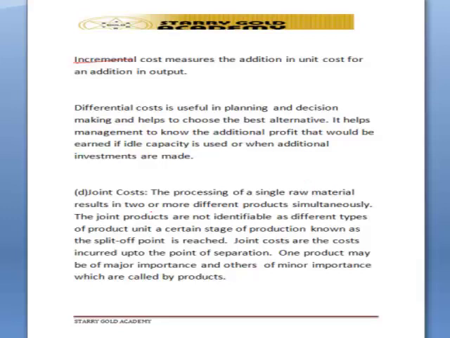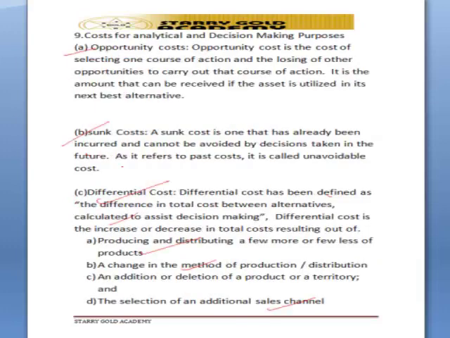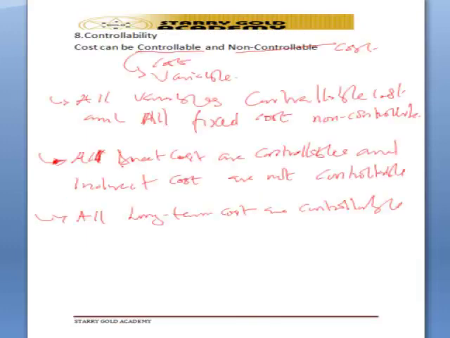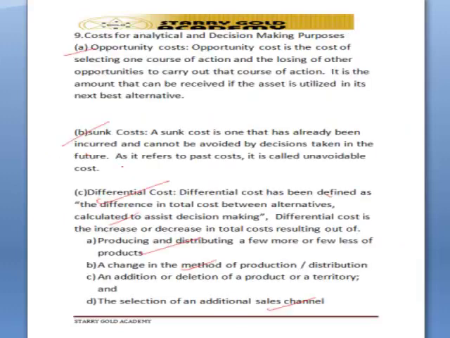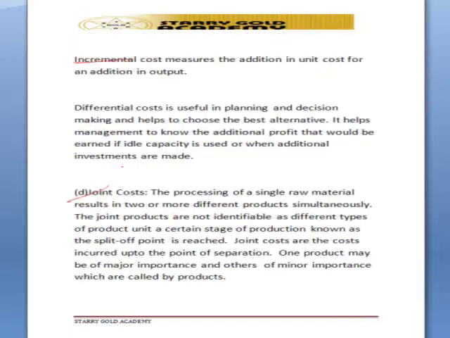We also have what we call joint costs. Under this joint cost, remember we are still under cost classification for analytical and decision making purposes. So also part of it is what we call joint costs. The process of a single raw material resulting in two or more different products simultaneously is what we call joint products. As a result of that, a joint cost is incurred.